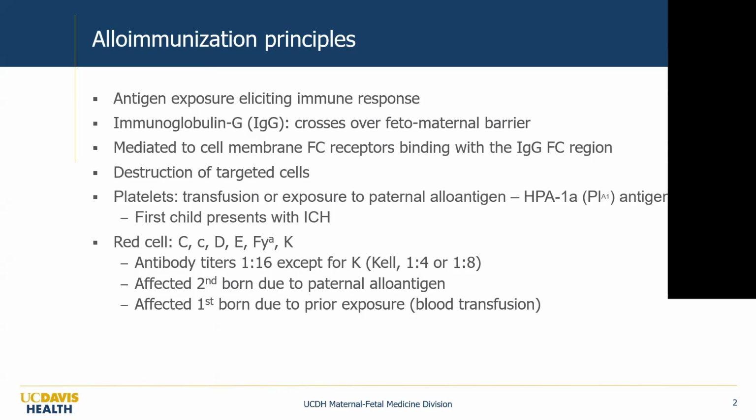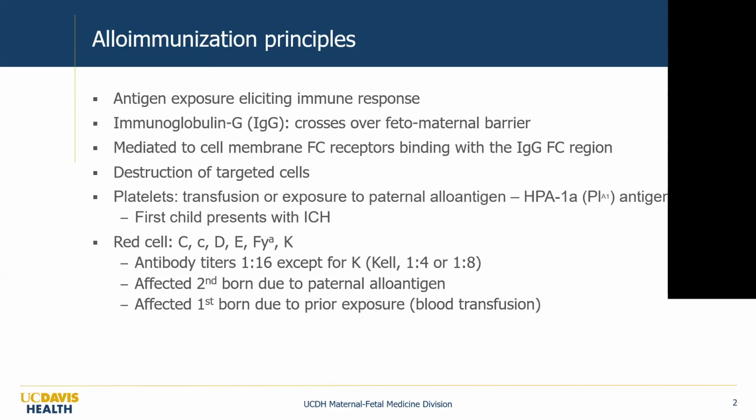So among the alloimmunization, the most rare that we see in the US is actually against platelets. But it is a fairly common alloimmunization if you are in the Scandinavian countries, especially Sweden and Norway. And this is usually because of exposure to paternal alloantigens. So it's actually the union of the couple that exposes the woman who will be carrying the child to the alloantigen and then she starts developing antibodies.